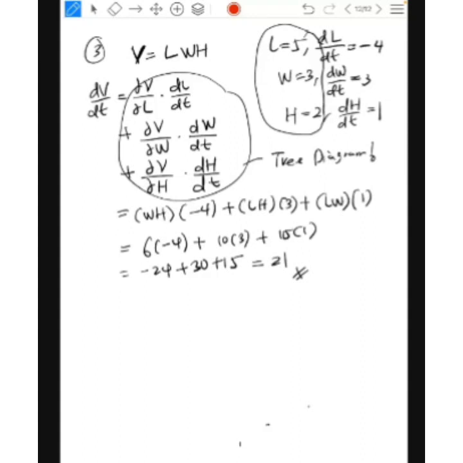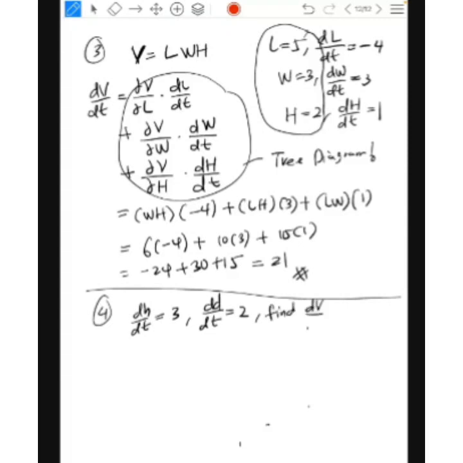For example, number 4: suppose that the portion of the tree is a right circular cylinder. If the height of the portion is increasing, dh/dt is increasing 3 inches per year, and the diameter dd/dt is increasing 2 inches per year. How fast is the volume, so the question asks us to find dV/dt, of the portion of tree increasing when the height h equals 40, d equals 10.